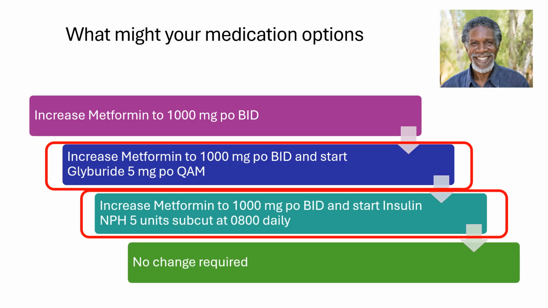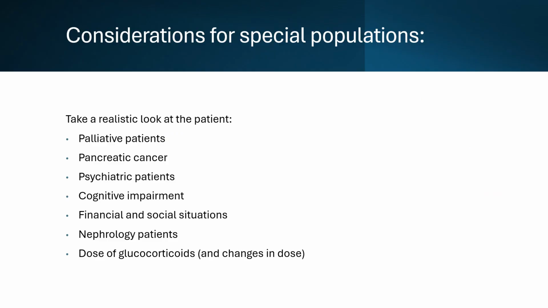You could also, and the reason I put both of these on here is that depending on his acceptance for things, you could start him on an NPH at breakfast if he's accepting of that. But there really isn't a wrong answer here in terms of which one you would choose, except for no change required. He does need some intervention.